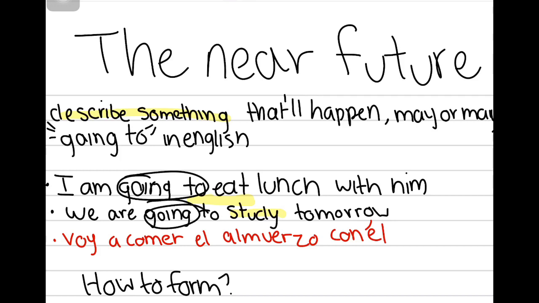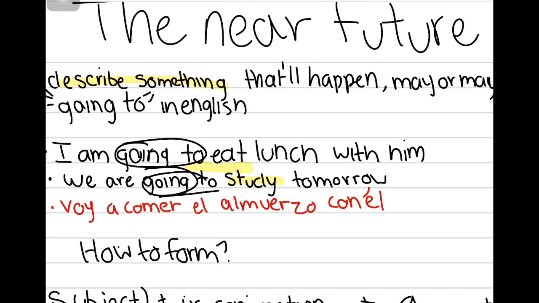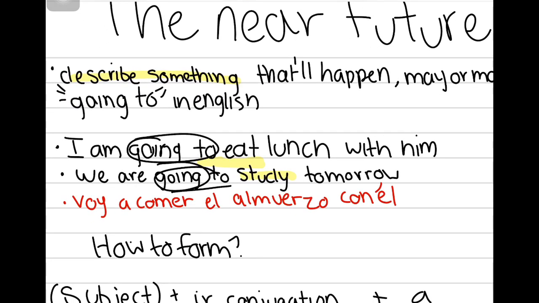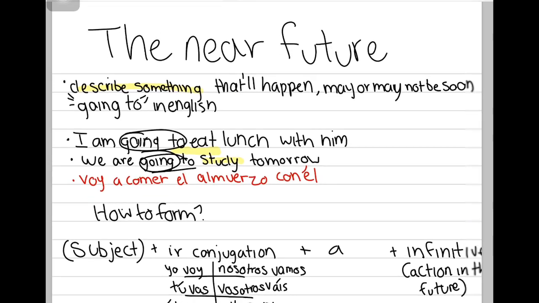And it's important to note that the thing that's saying that you're doing it in the future is "going to." So that's really important. So "I'm going to eat lunch with him" in Spanish translates to voy a comer el almuerzo con él. But how do we get this?